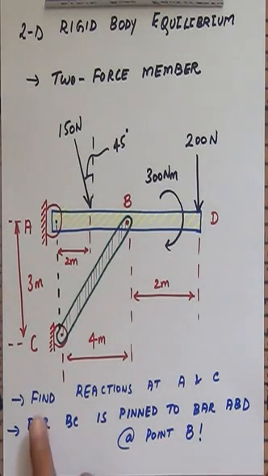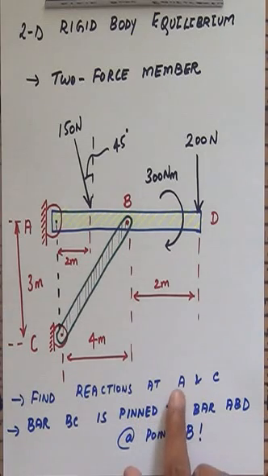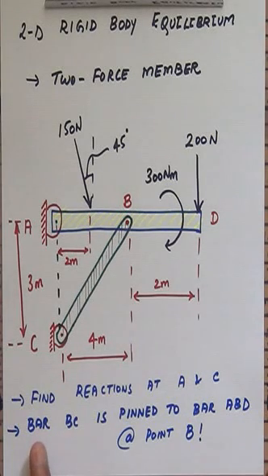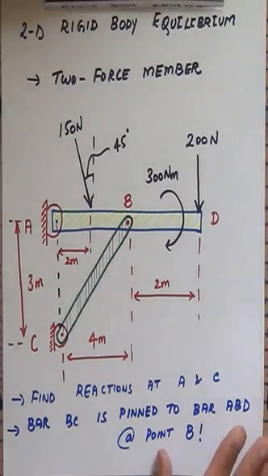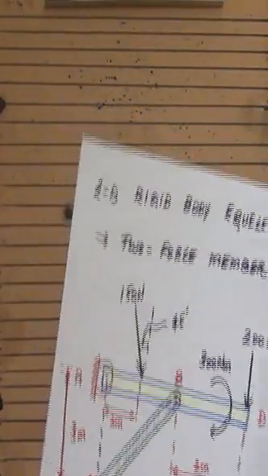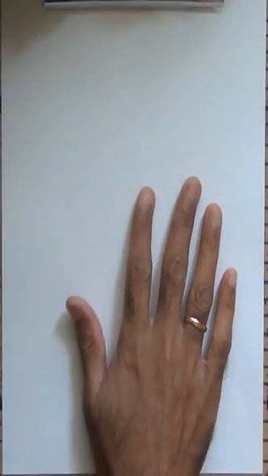What are the things we need to find? We need to find the reactions at the points A and C, which are pinned together at the walls respectively. And then we are also told that the bar BC is pinned to the bar ABD at the point B. Alright. So that being said, our first step is to actually draw the free body diagrams of the rigid bodies of interest. We will come back to this problem statement once again.